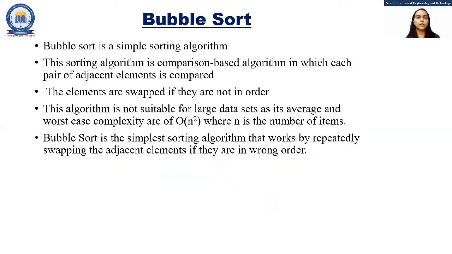Today we will see what bubble sort is. The simplest of all sorting algorithms is bubble sort. It is a comparison based algorithm in which each pair of adjacent elements is compared. We have an array, and all the consecutive elements of the array are compared, and if they are not in the right order we swap them, right? Adjacent elements are compared, and they are swapped if they are found to be not in the order.